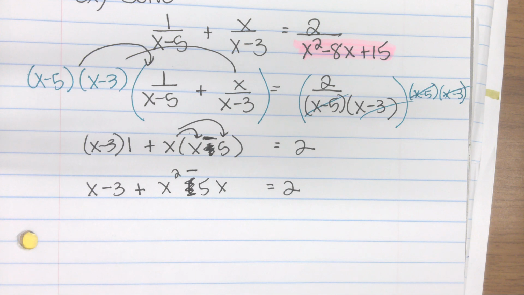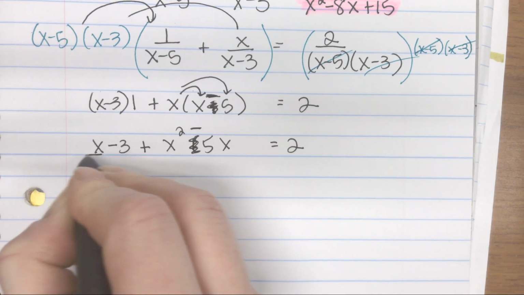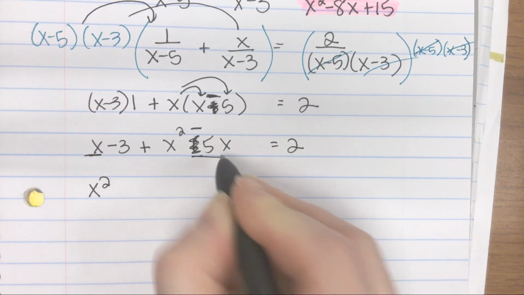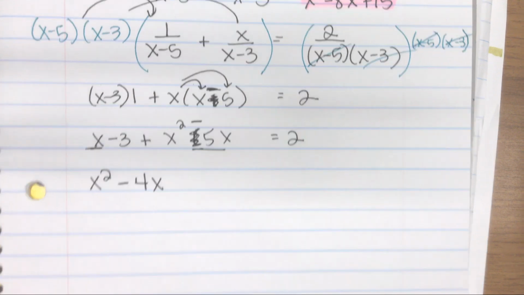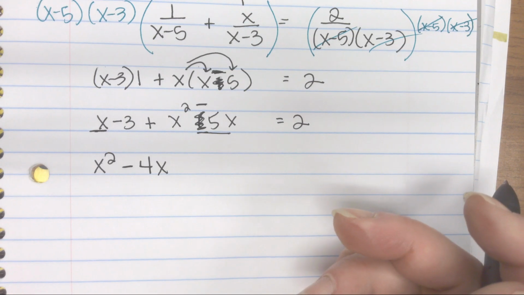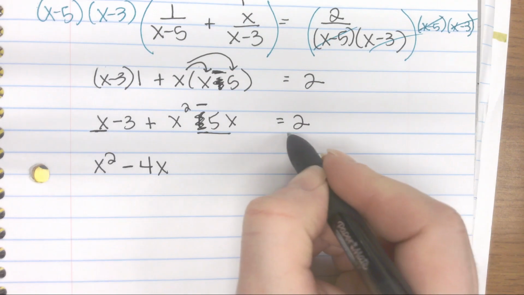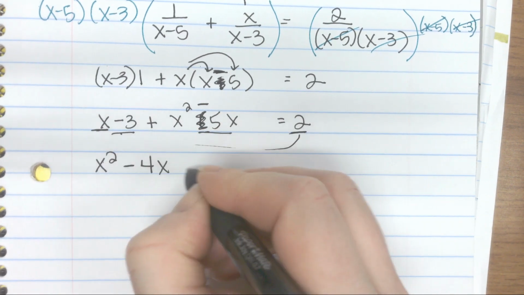All right, let's solve our quadratic. We're going to add our like terms. We're going to move our 2 to the other side. So I have no other x squareds. I have x minus 5x, which is minus 4x. And then if I move this 2 to the other side, negative 3 take away 2 is negative 5.